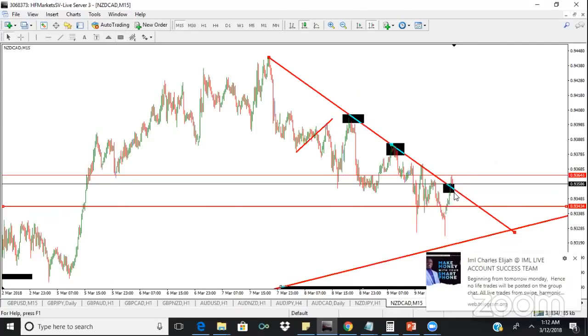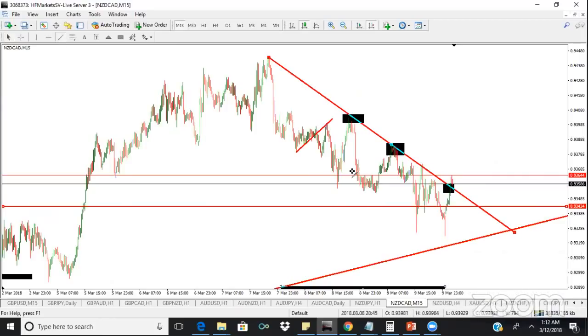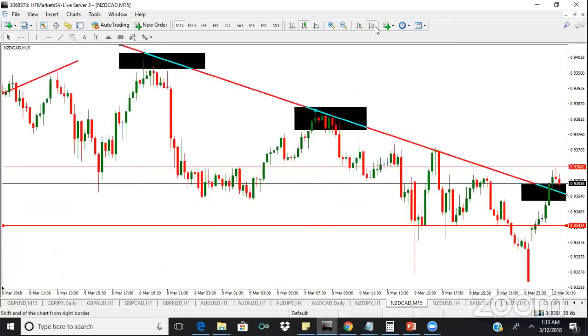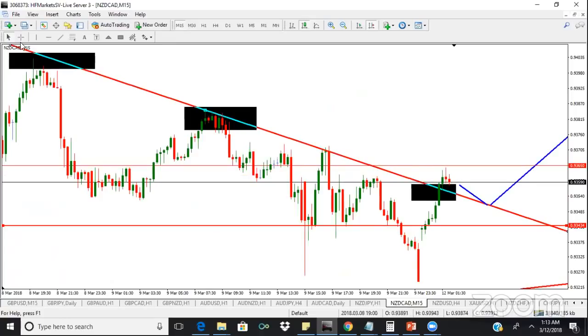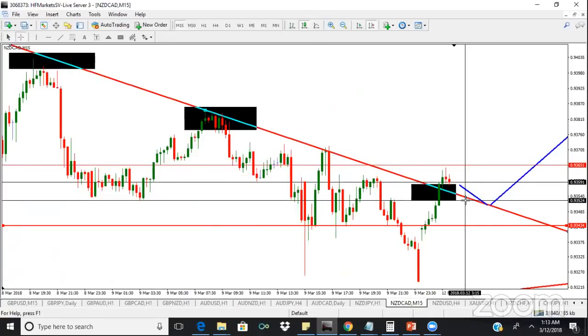Okay? Look at the buy. The buy is so sweet now, guys. So what would be your stop loss? If you're entering a buy here, your stop loss will be 30 pips and your take profit will be going up. Okay?